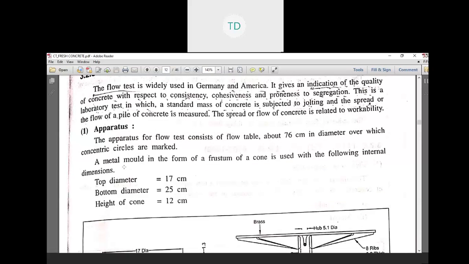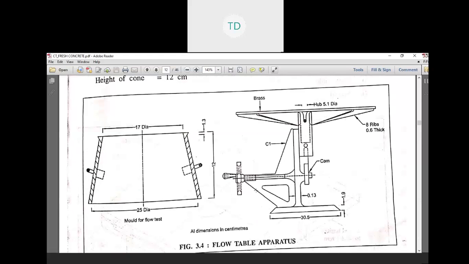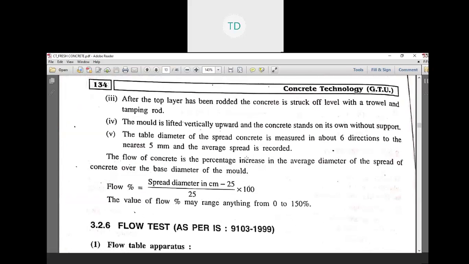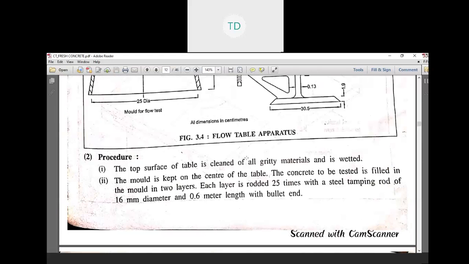There are some dimensions of this apparatus. This is the apparatus, called the flow table, in which the flowable concrete is placed and takes some time to flow, and from the dimension lines we get how good it is or not, using a simple procedure. Let us talk about the procedure.